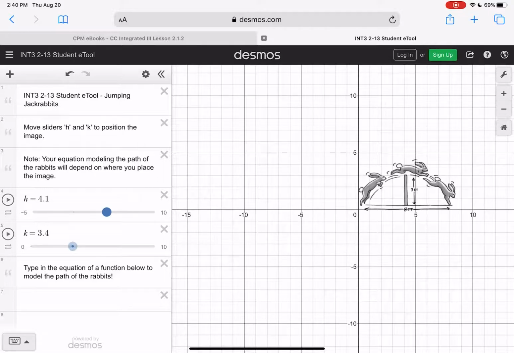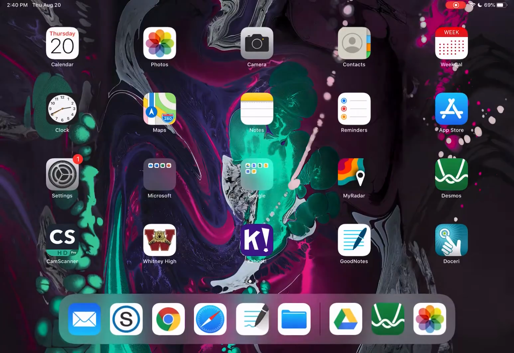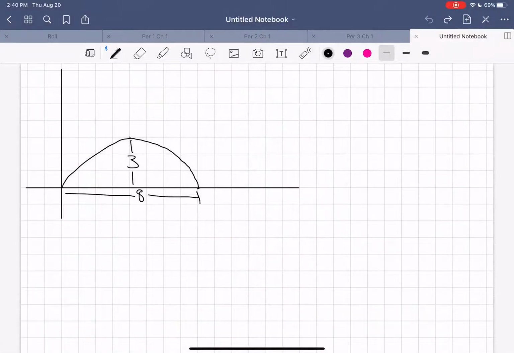So this is what I'm going to do. I'm going to sketch this on my paper. So that's over here. This is basically what's happening. The rabbit starts at 0, 0, hits a height of 3, a total distance of 8, so that means this is the point 8, 0.